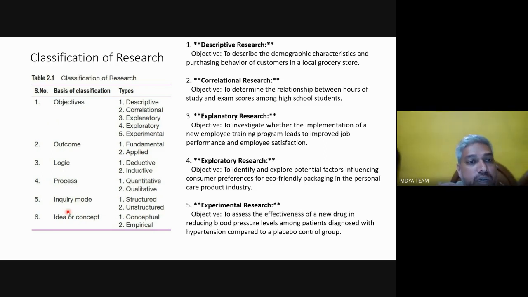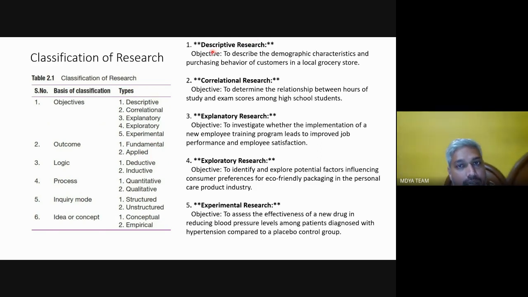Means what kind, what type of research is there. So this is the classification. Means what purpose you have, what outcome will come, what logic you use in your research, and how you processed it. And inquiry mode means is it structured or unstructured, and what was the idea or concept behind it. So these are the types.